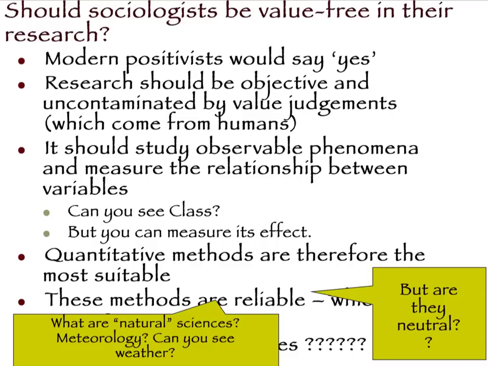However, can you actually see social class? Well, no, not really, but you can measure its effect. You can see the effect of not having the material resources to buy a good diet, and you can see the effect of low social class in the likelihood of committing crimes or reoffending, okay? Positivists, however, believe that quantitative methods are therefore the most suitable when trying to study society scientifically.